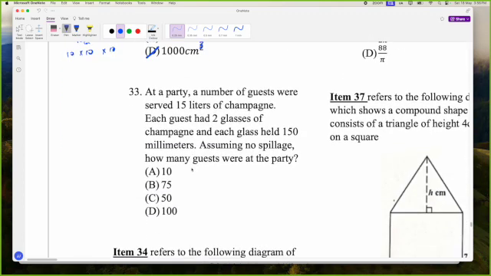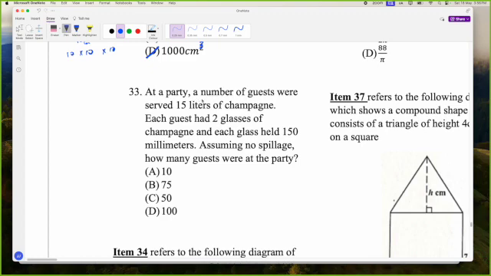Question 33. At a party, a number of guests were served 15 liters of champagne. Do you see this question here? This question is coming for your paper. We did not see this question in the January. We saw it in the June, but not in the January. This question has come in every other paper, so most likely you'll be seeing this.